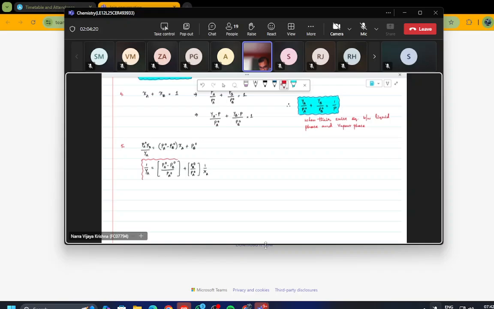Old JEE Advanced question. When you plot a graph between 1 upon YA versus 1 upon XA, what will be the intercept? PA naught minus PB naught upon PA naught. So I am plotting a graph.